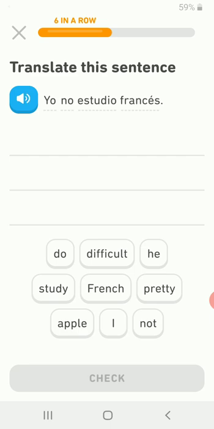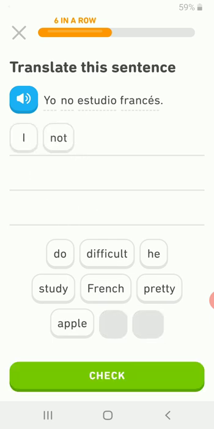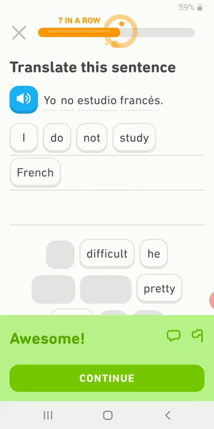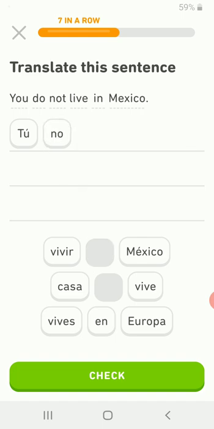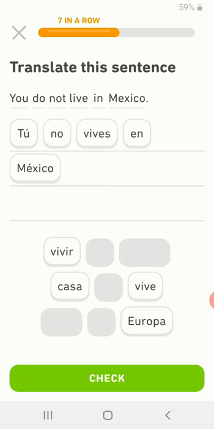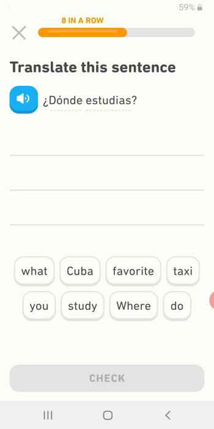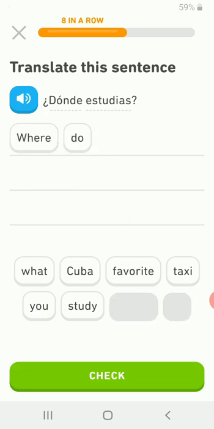Yo no estudio francés, so I don't study French. I do not study French. And here is another sentence. You do not live in Mexico? Tú no vives en México. ¿Dónde estudias? Where do you study?